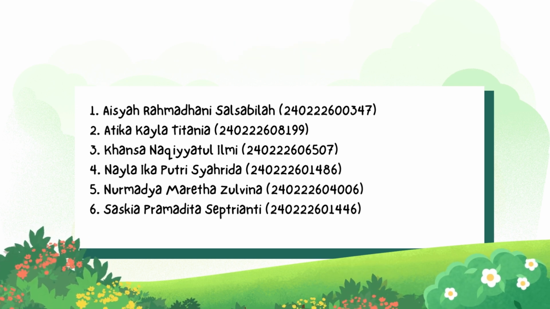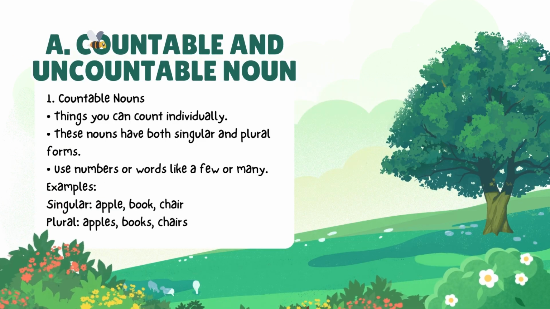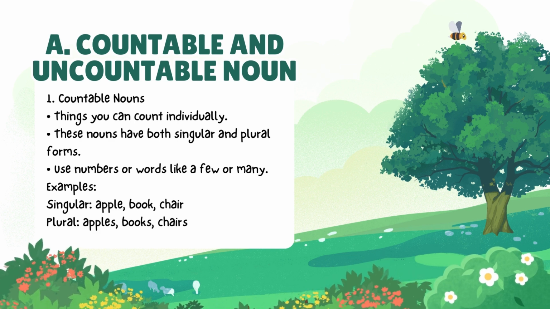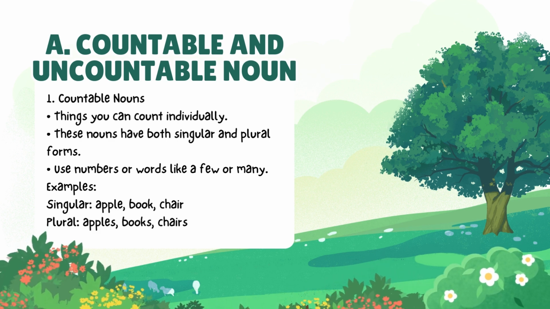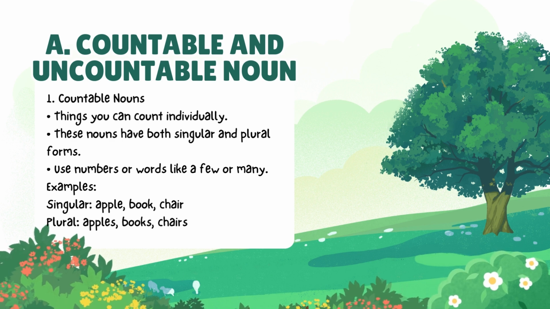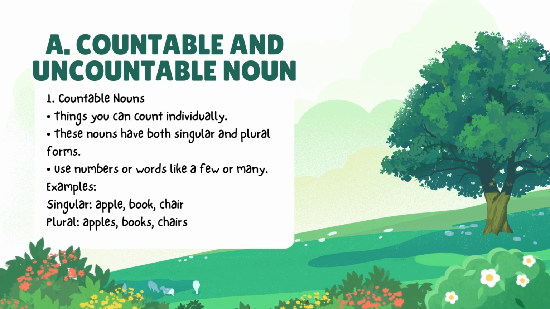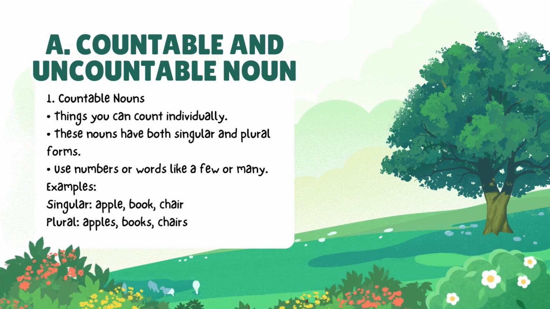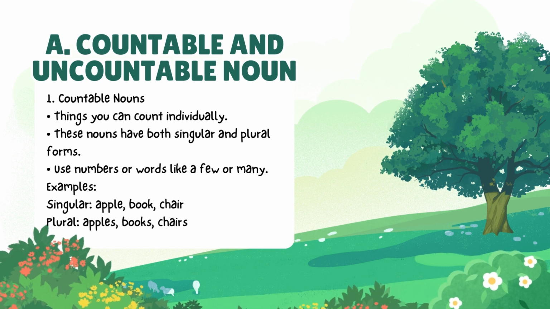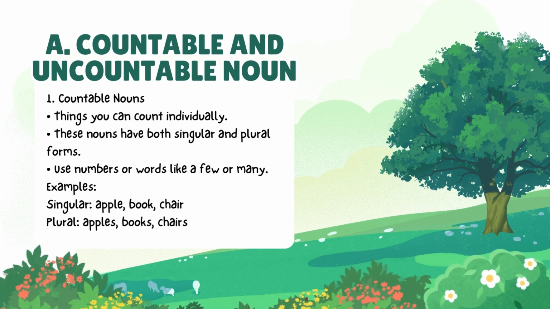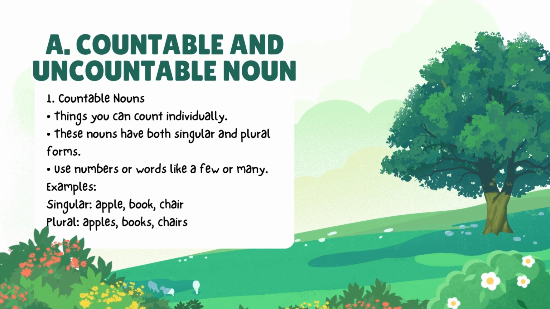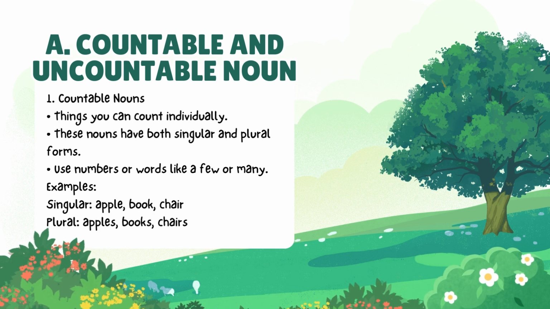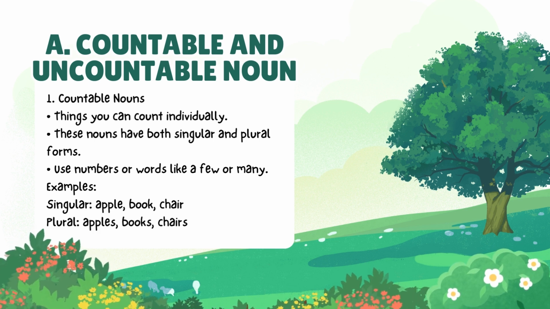Okay, first things first. To get this right, you need to know the difference between countable and uncountable nouns. So countable nouns are things you can count, like 1 apple, 2 apples, 3 apples. You get the idea, right? They can be singular or plural. Like singular, a book or a chair. And plural, we have books or chairs. You can use words like a few or many with them.